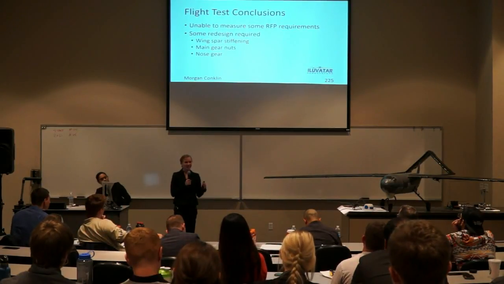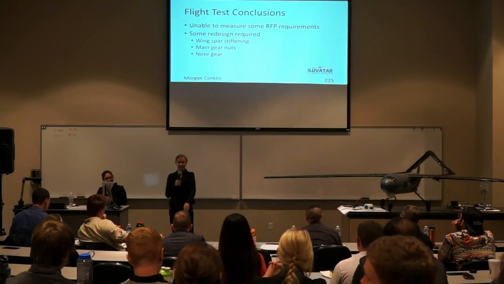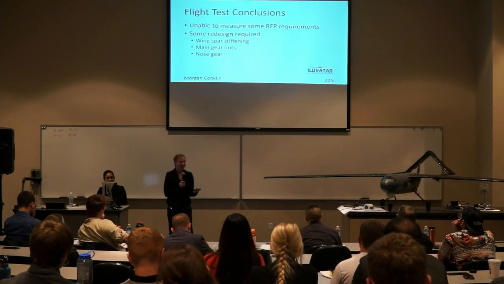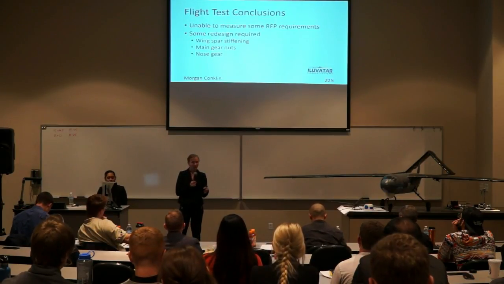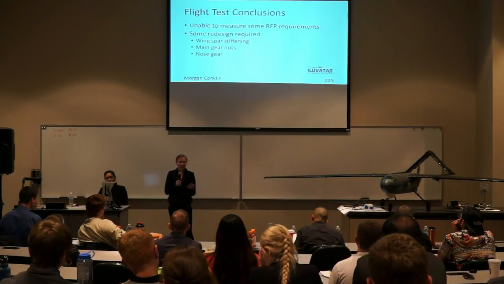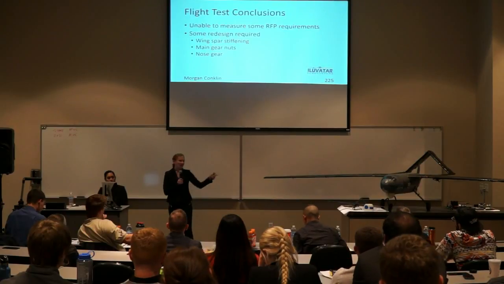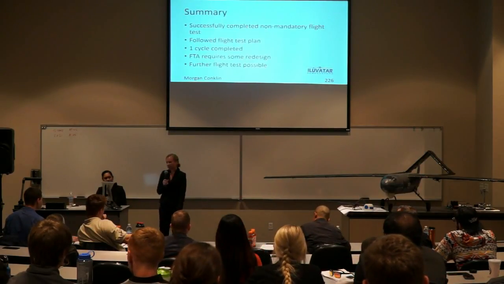Okay, so we did have a bounce on the main. I'm not sure if you were able to see it, but we did have a bounce, and then it landed on the nose gear. So we were unable to measure some of the RFP requirements, and following that, some redesign is required for the FTA and future iterations of the Sting, which would include spar stiffening, as Chris already mentioned, checking the main gear nuts so that it doesn't fly off after rotation, and redesigning the nose gear.